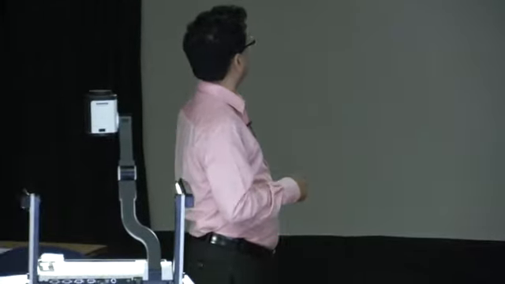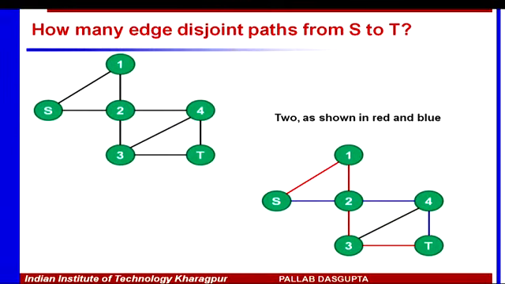right? Now, what we are going to look at is counting of paths. How many paths do we have from S to T? Now, in this particular graph, if you can see the red and blue links, this one probably shows it better. You can see that there are two paths from S to T.